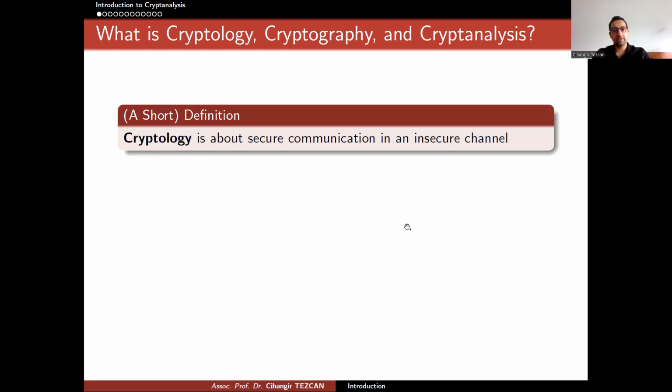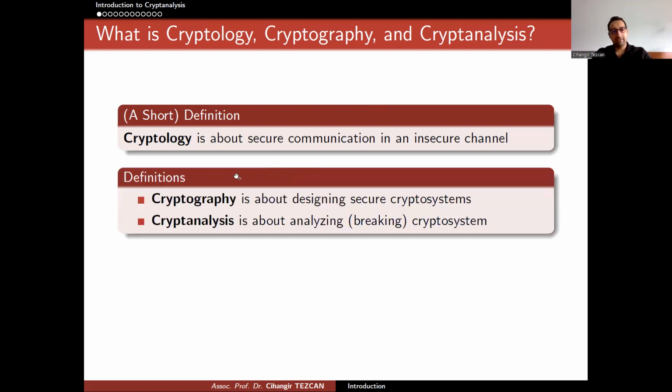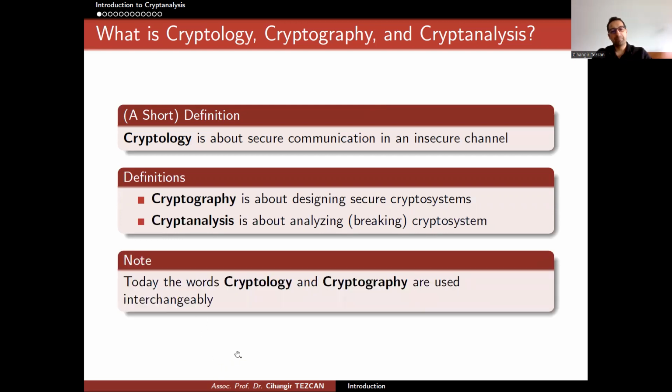As you notice, I use the words cryptography and cryptology as if they are the same thing. And in the end, they will be the same. So let me give the definitions of cryptography and cryptanalysis. Cryptography is about designing secure cryptosystems. Cryptanalysis is about analyzing or breaking cryptosystems. So you can assume that cryptology is the name of the general area, and cryptography and cryptanalysis are two parts of it. But nowadays, the words cryptology and cryptography are used interchangeably in every language, actually. So when I say cryptology or cryptography, I mean the same thing.